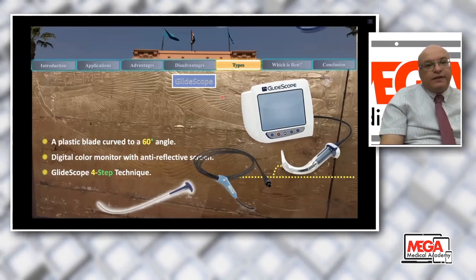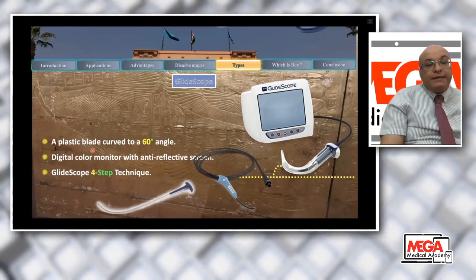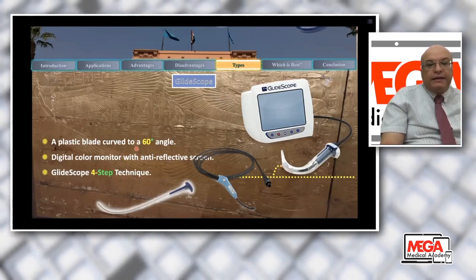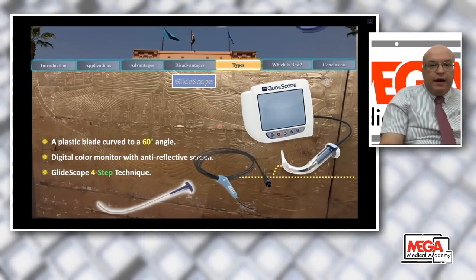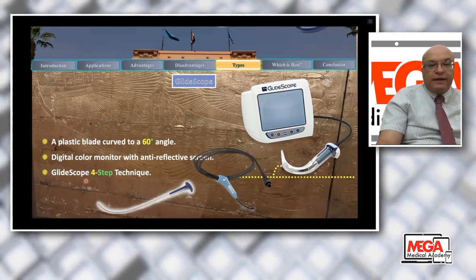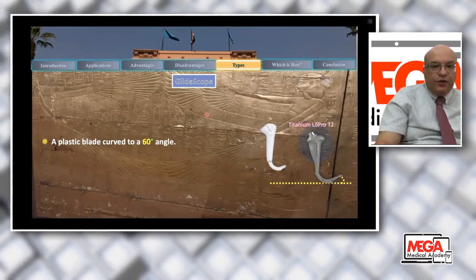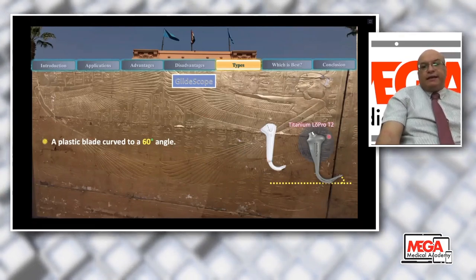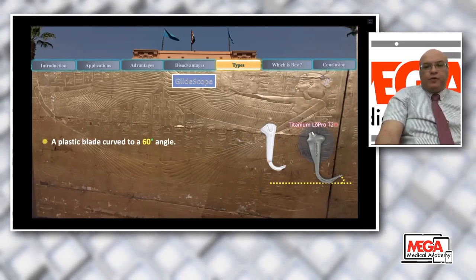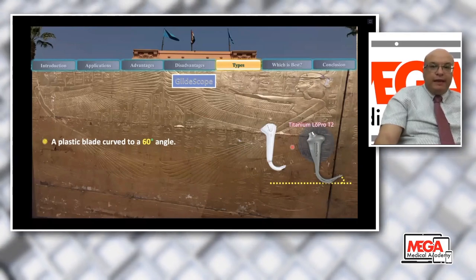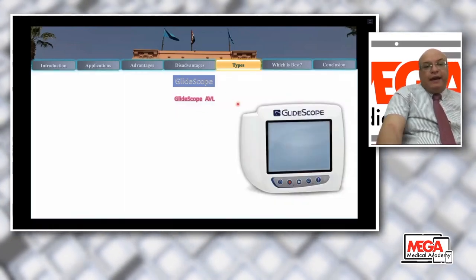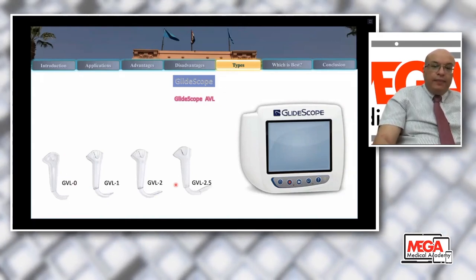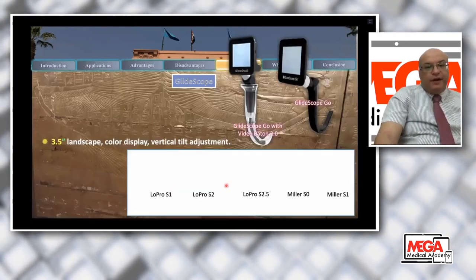GlideScope was first introduced in Canada and includes a plastic blade, curved to 60 degrees. Here is the angle, and the head reflective screen is a high quality screen. We have described the four step technique, and I'll show it for you later on. There is a plastic blade curved to 60 degrees, available in titanium, Lo-Pro 2, or a disposable blade. GlideScope EVL are available for pediatrics in sizes 0, 1, 2, and 2.5.